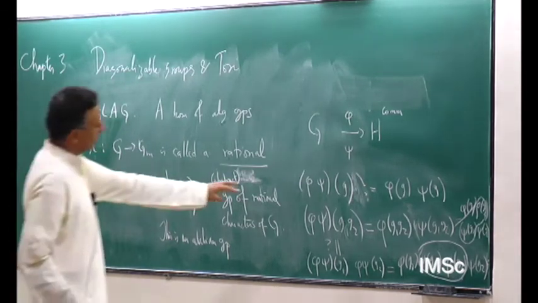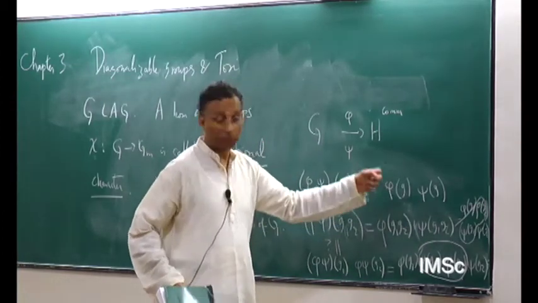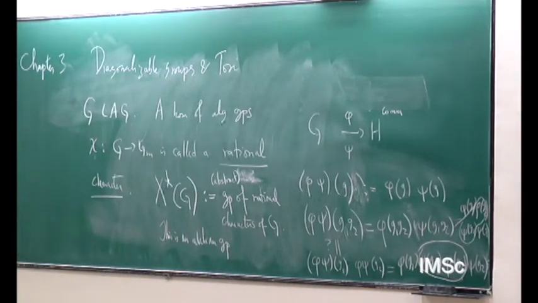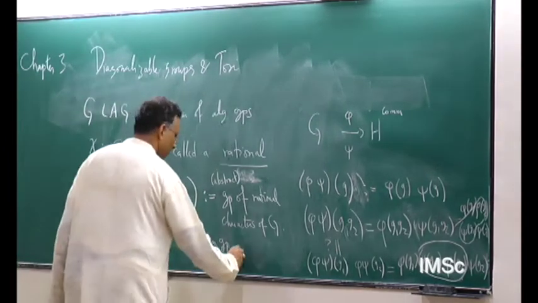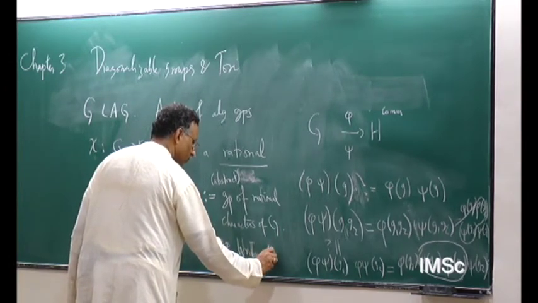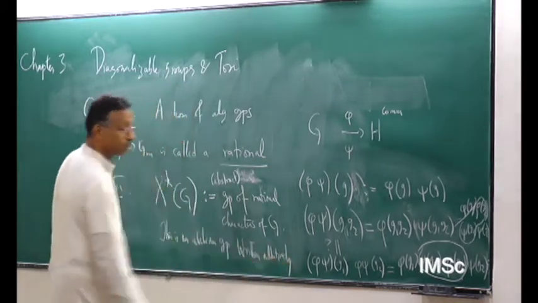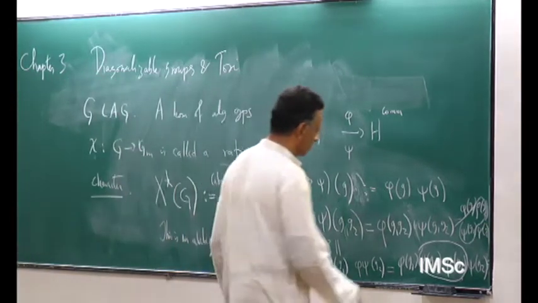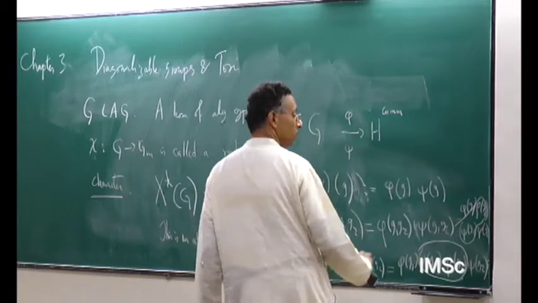This is abelian because G_m is commutative, and it is written additively. So when we write chi1 plus chi2 of g, we mean chi1 of g times chi2 of g. Okay.